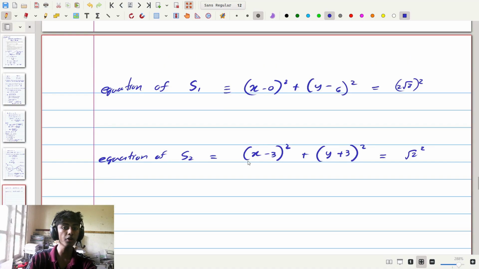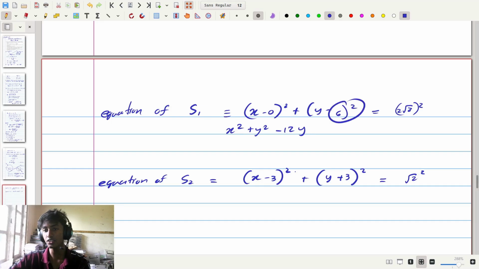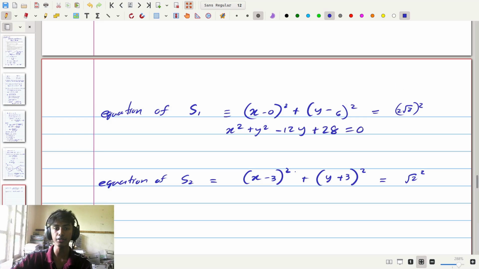Now simplifying these two down, we can see the first circle gives us x squared plus y squared and a minus 12y and a 36 here, and this part here gives us 2 root 2 squared, which is going to be equal to 8. So we get 36 minus 8, which is going to be equal to 28. So we get plus 28 equals 0. So the circle S1 is given by x squared plus y squared minus 12y plus 28 equals 0.